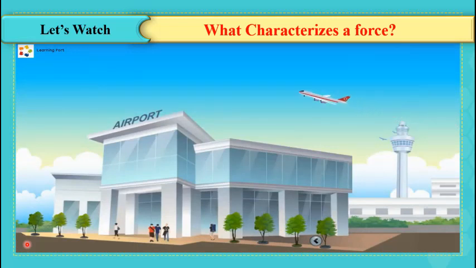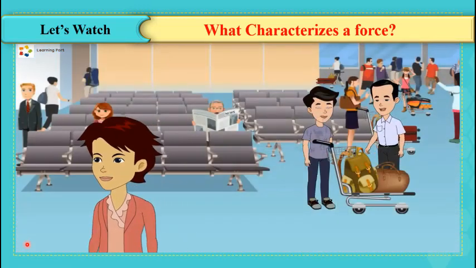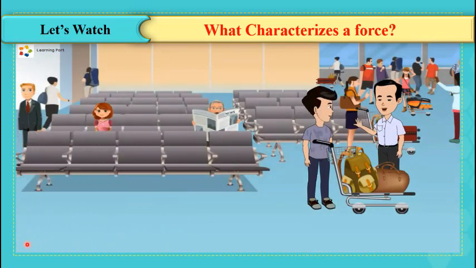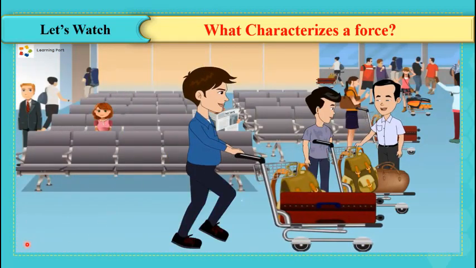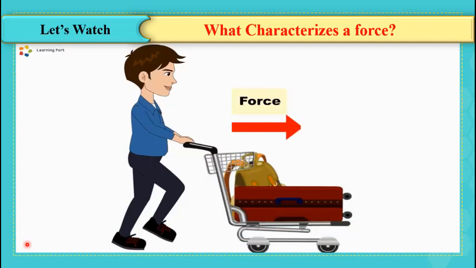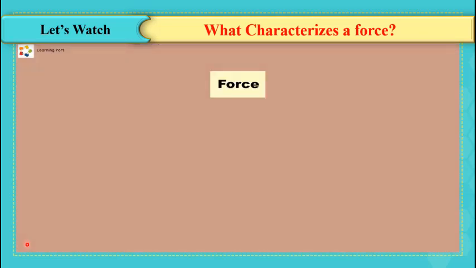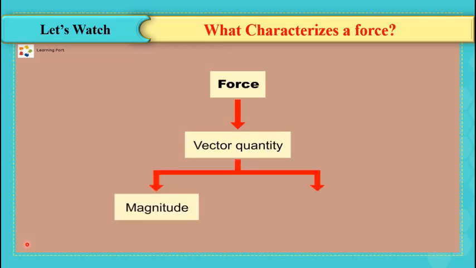It's holiday season, and many people are going on vacation. The airport is full of travelers trying to catch their flight. Most people use a trolley to carry their heavy baggage. To move the trolley, a force has to be applied on the trolley. A force is a vector quantity which has both magnitude and direction.